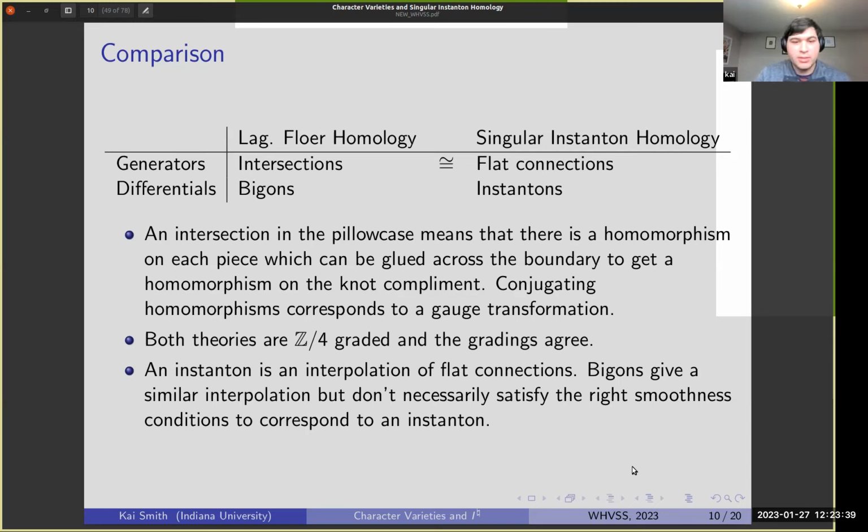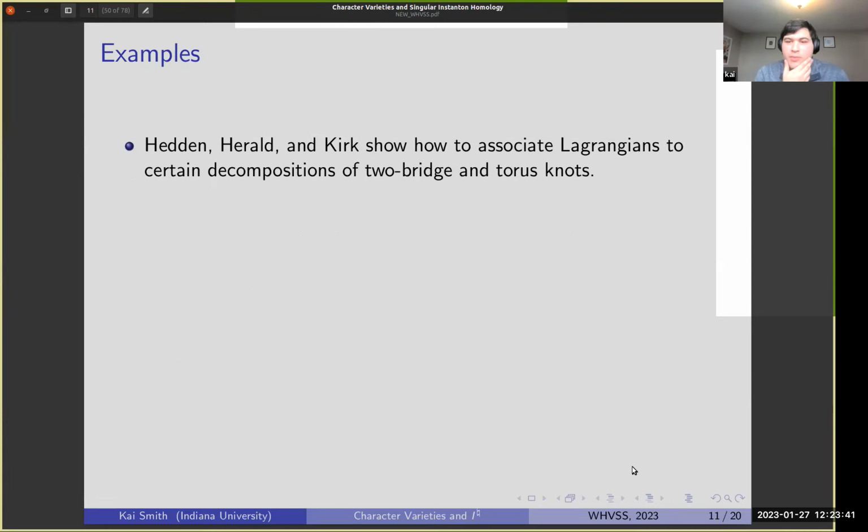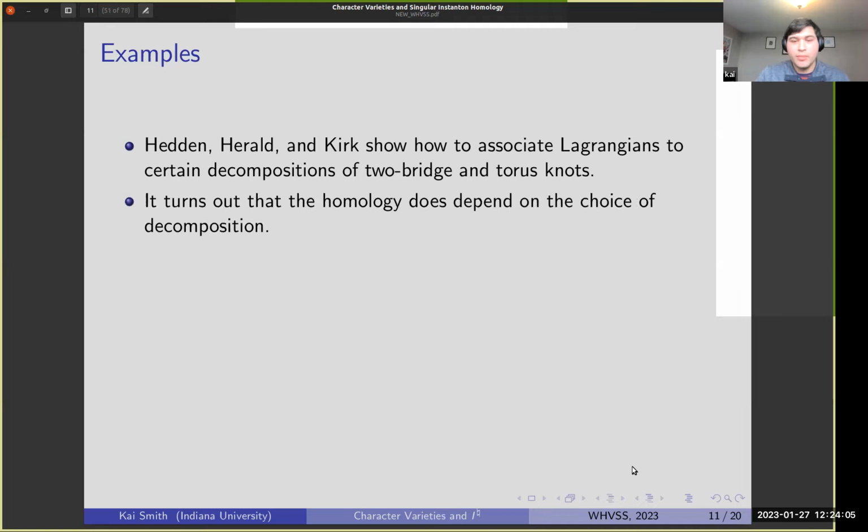Yeah, so let's see what we can tell about the Lagrangian Floer homology by looking at some examples. So Hedden, Herald, and Kirk carry out this process for certain decompositions of two-bridge knots and torus knots. They can find certain decompositions where they can take the tangles, find their perturbed character varieties to get Lagrangians in the pillowcase, and take the Lagrangian Floer homology.